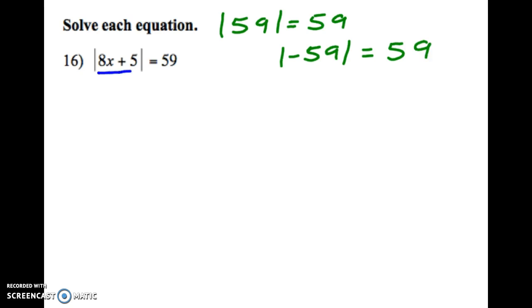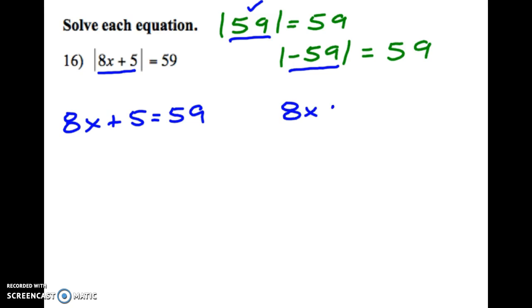That means the stuff on the inside, in this case the 8x plus 5, can equal either a positive 59 or it can equal a negative 59. So we have to work out two cases each time we have an absolute value equation. I suggest writing them out right off the bat. So 8x plus 5 will have to equal a positive 59. And the 8x plus 5 can also equal the negative 59.